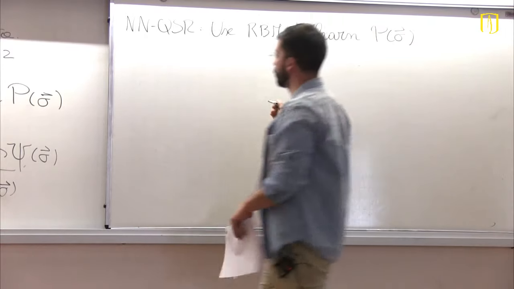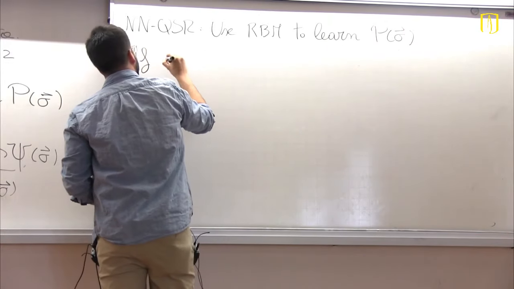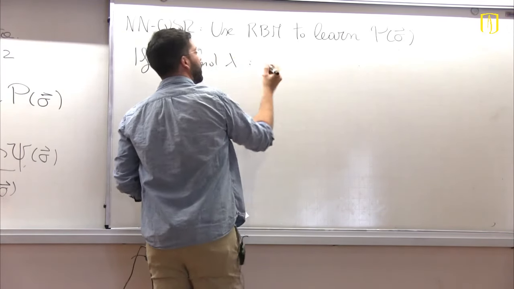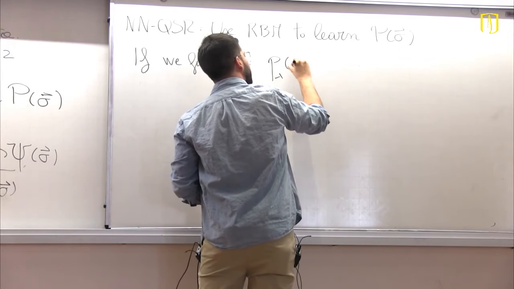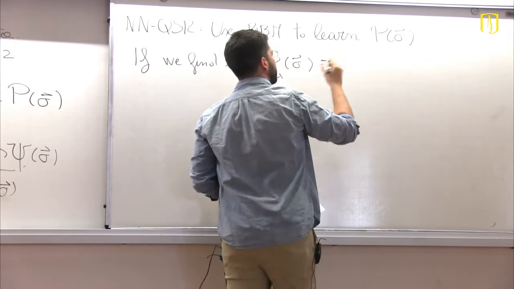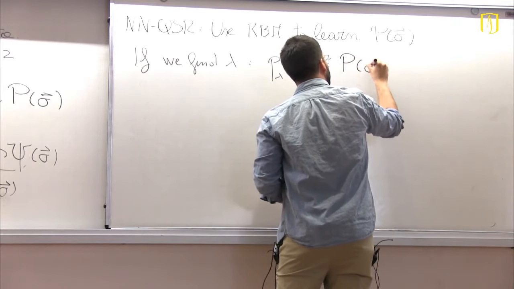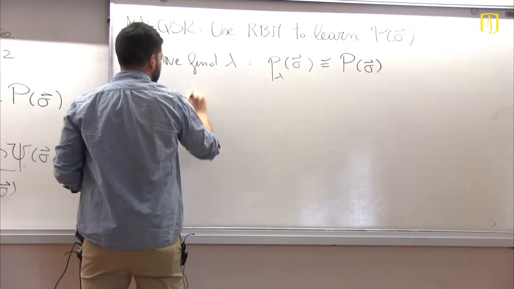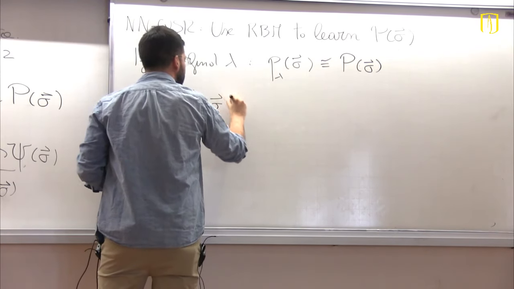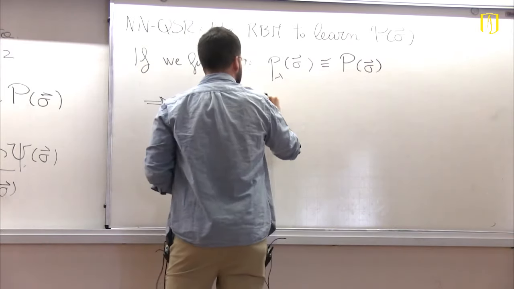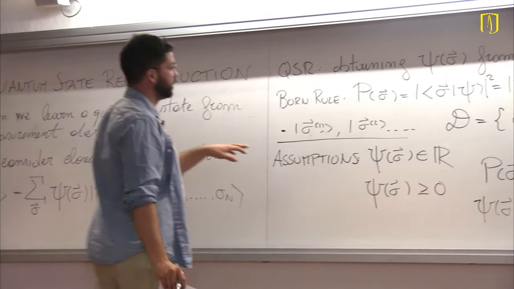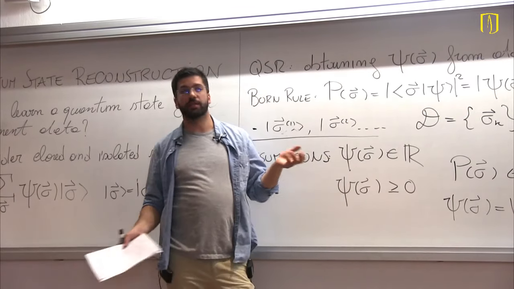Okay, and if we find a neural network parameter lambda such that P lambda of sigma is essentially equal to the capital Psi, P of sigma, then we have obtained a neural network wave function psi of sigma, which is essentially the unknown state that we are seeking. This is because this state here, again, doesn't have any phases.